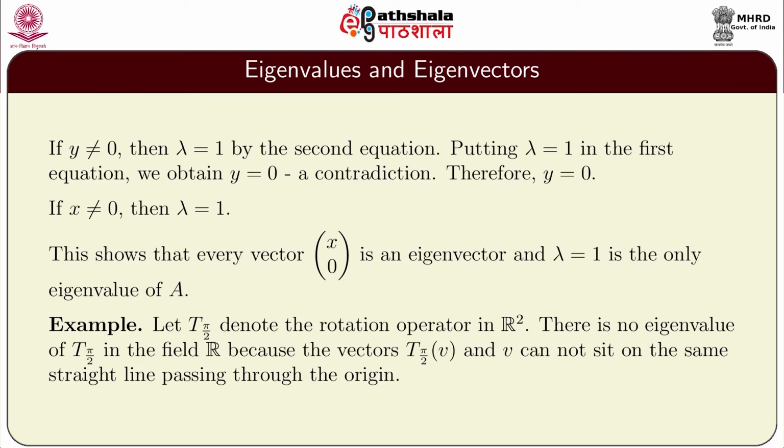Because if there is an eigenvector v, which has to be a non-zero vector, then it has to satisfy T_{pi by 2} of v is equal to lambda v for some real number lambda. What does that mean? That T_{pi by 2} v, which is lambda v, has to sit on the same straight line passing through the origin and v. But that cannot happen because T_{pi by 2} is the rotation operator. So, T_{pi by 2} v has to be orthogonal to v. Therefore, the rotation operator T_{pi by 2} cannot have any real eigenvalue.